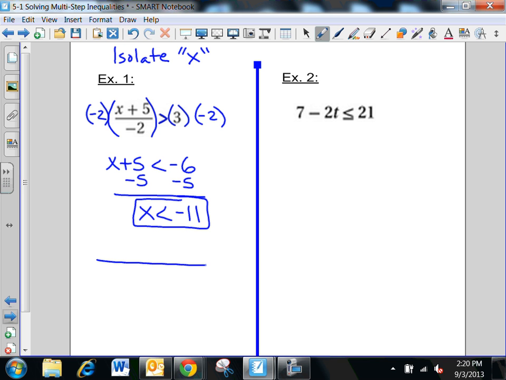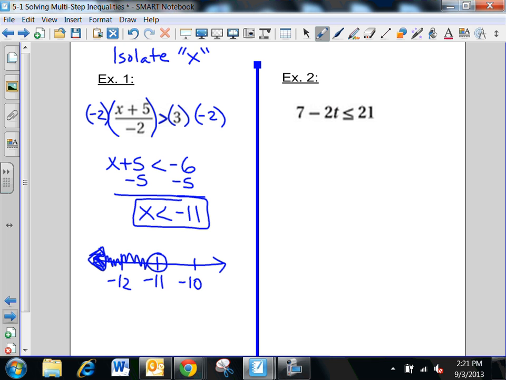When I graph it, I'm going to draw a number line. I'm going to put -11 in the middle, -12 on the left-hand side, and -10 here. I'm going to put an open dot at -11 and shade everything to the left. So that would be the solution for number 1.